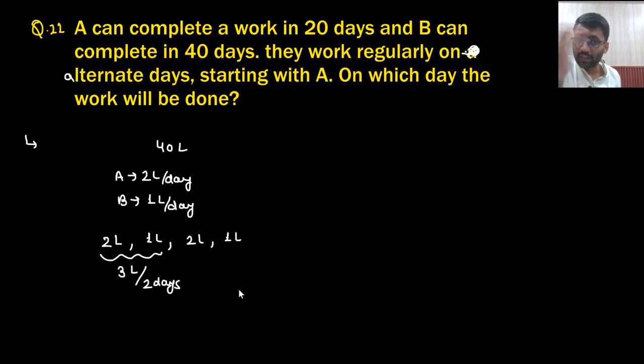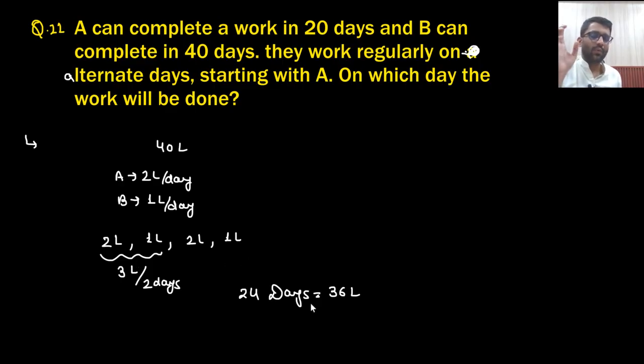So in 24 days, how many laddu will you eat? 3 laddu per 2 days, right? So in 24 days, you must have eaten 36 laddu, right? Because in 2 days you are eating 3 laddu. So in 24 days, 12 into 3, or you can simply multiply. So what you will get? 36 laddu. So 36 laddu you must have eaten.